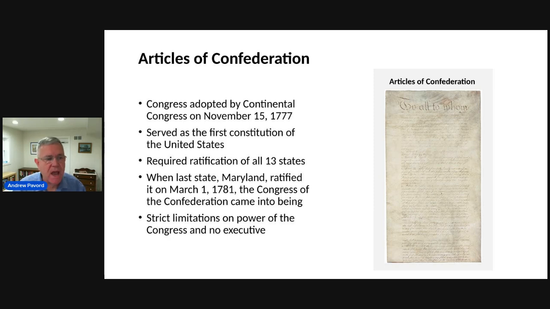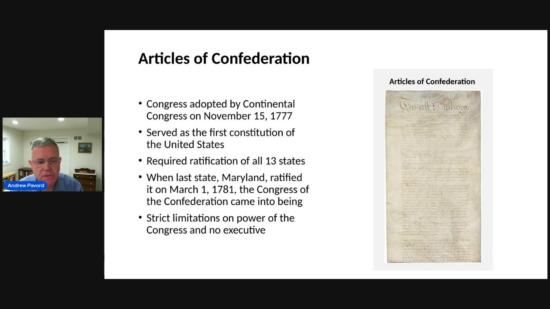So the Americans had this fear of tyranny. So they took it to a pretty extreme with the Articles of Confederation, which were adopted in 1777 and were our first constitution, the first American constitution. Now, the Articles of Confederation required the ratification of all 13 states, and that took until March 1st, 1781, when Maryland became the 13th state to ratify the Articles of Confederation.